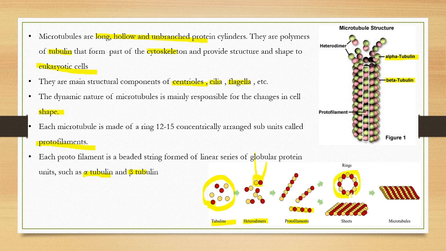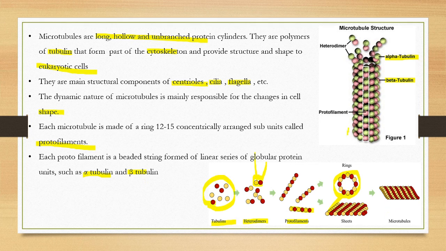Then this is the surface view. Here, if you count, you get 12. 2, 4, 6, 8, 12. So it forms a ring of 12 to 15 concentrically arranged subunits called the protofilaments. A protofilament will be like this, which is made up of alpha and beta tubulin proteins.